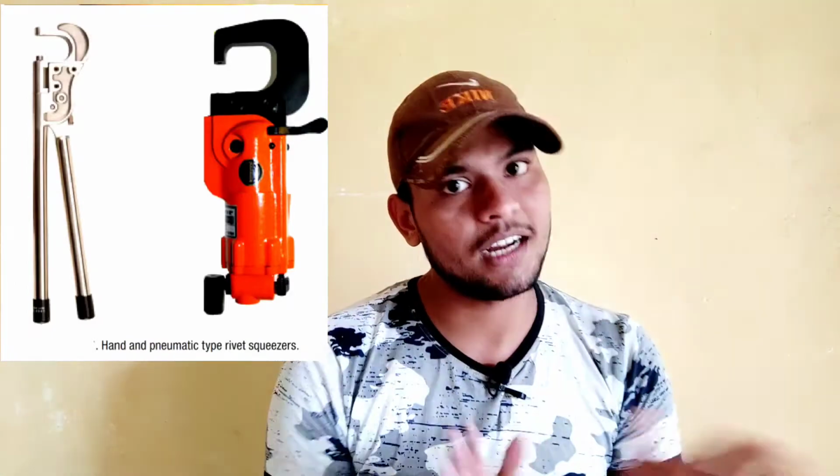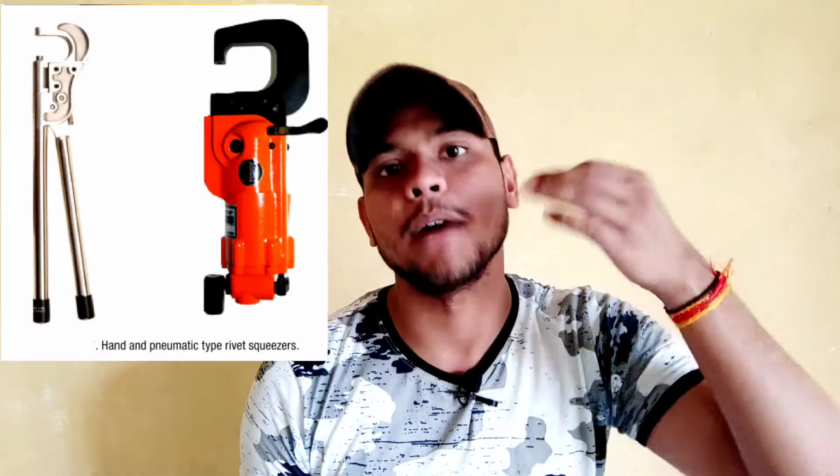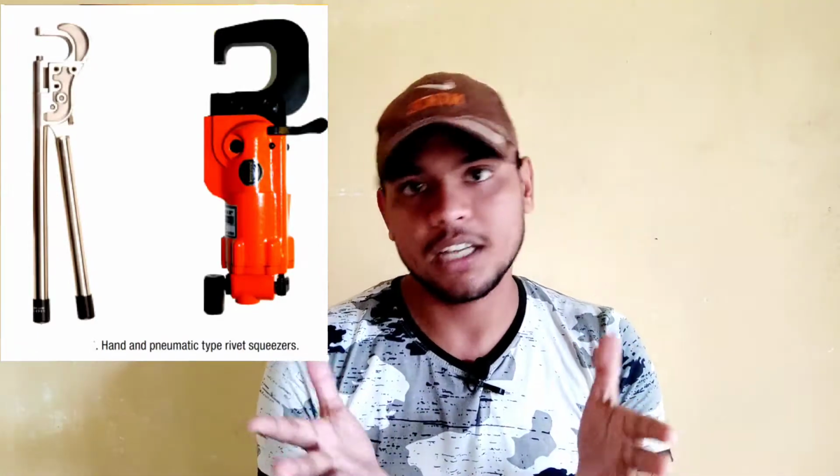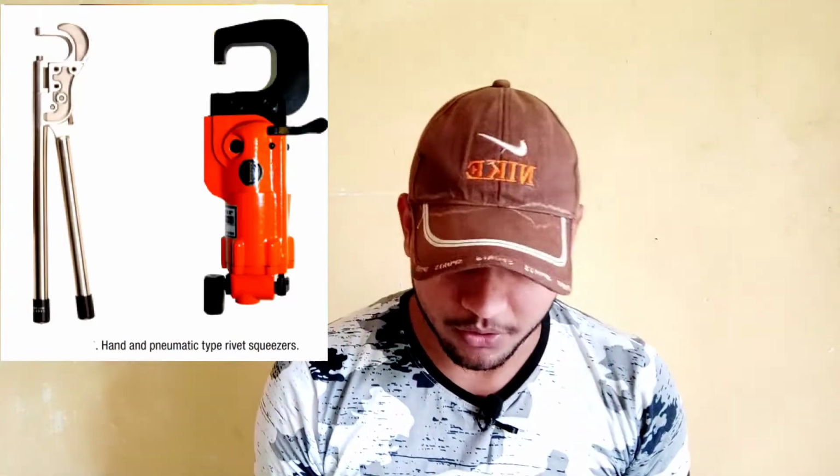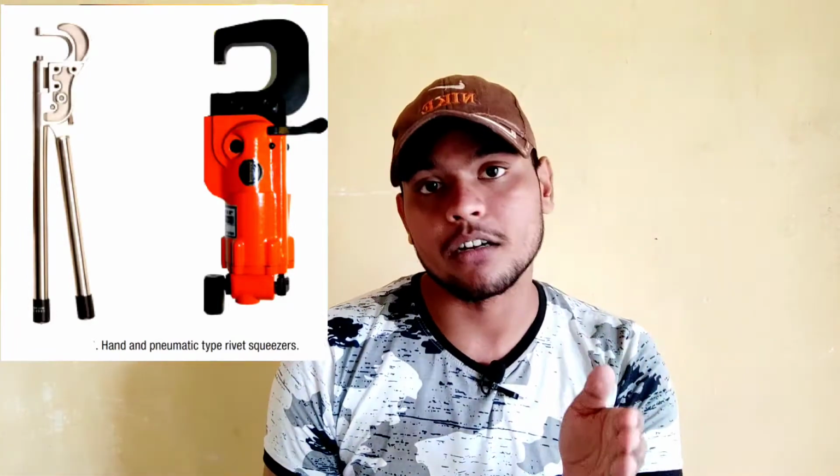Okay, it can be done by hand, by pneumatic power, or by pneumatic and hydraulic power combined. This is called hydraulic, meaning pneumatic plus hydraulic. One more thing I want to tell you: it has two jaws, and you just put the jaws on and squeeze the rivet. This is a very quick method, and it is especially used for edge riveting.